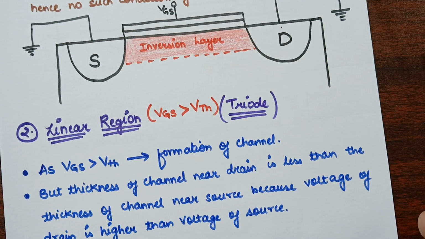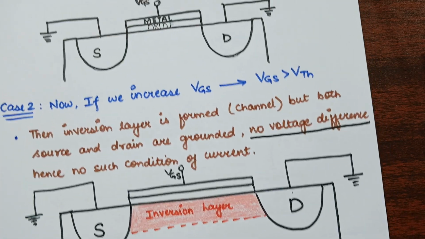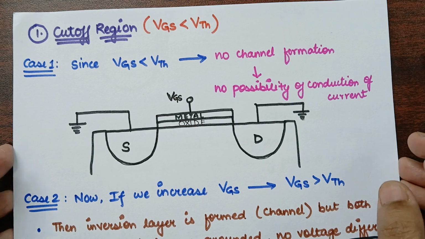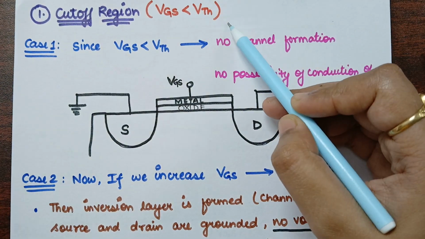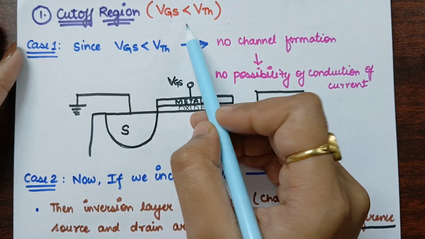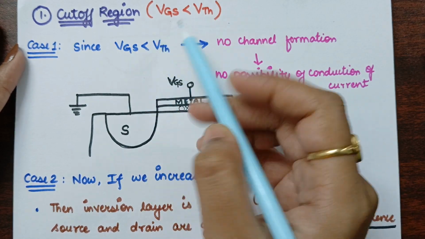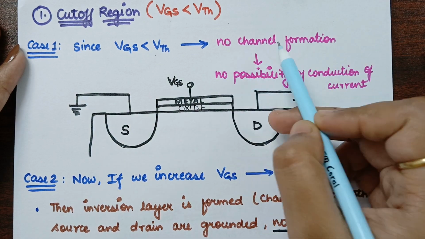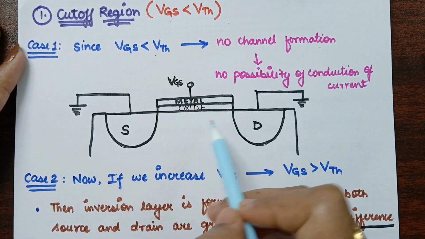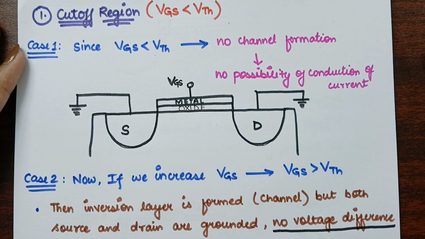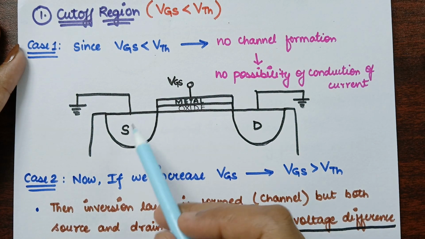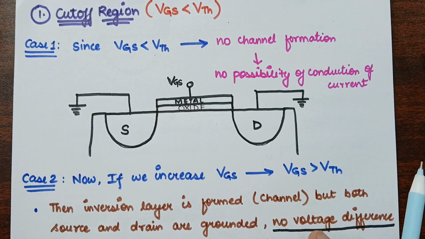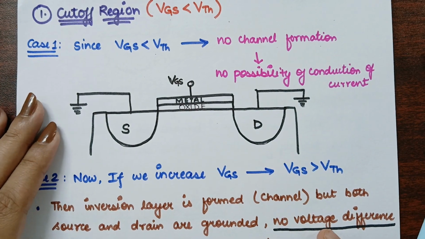Okay, so first we come to the cutoff region. What happens in the cutoff region is that here VGS is less than the threshold voltage. If VGS is less than the threshold voltage, which is the basic condition for the channel formation, then there will be no channel formation, and if the channel is not formed, then there will be no conduction of current. Is it clear? So I have made the half diagram of this MOSFET. You can draw the full diagram in your exams.